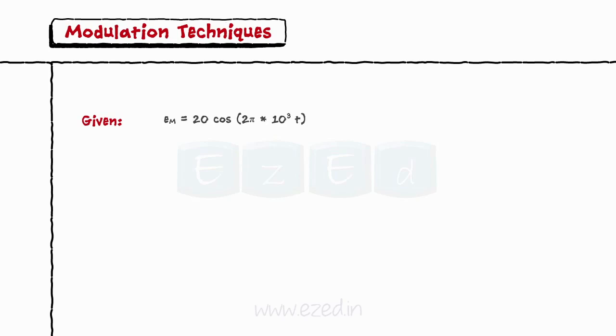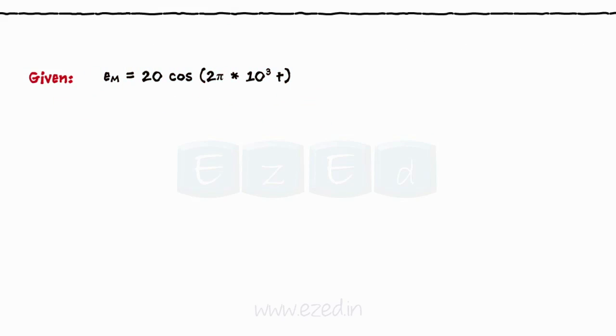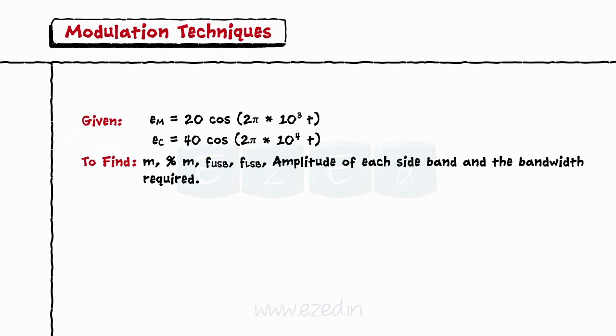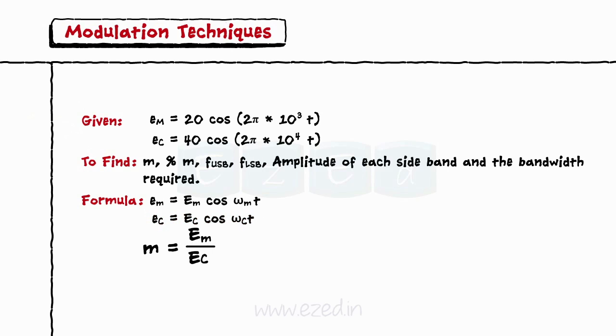We have Em equals 20 cos 2 pi into 10 raised to 3 t. Ec equals 40 cos 2 pi into 10 raised to 4 t. We need to find modulation index m, percentage modulation, frequency of upper side band and frequency of lower side band. For that, we use standard equations of modulating signal and carrier signal, and the formula m equals Em upon Ec, and bandwidth is equal to 2 into fm.